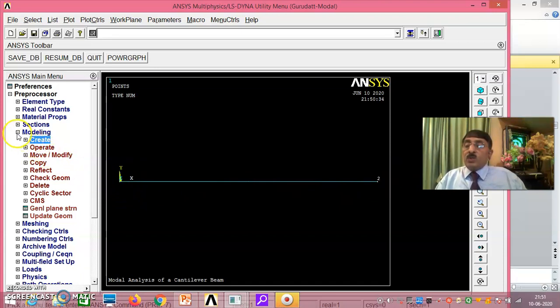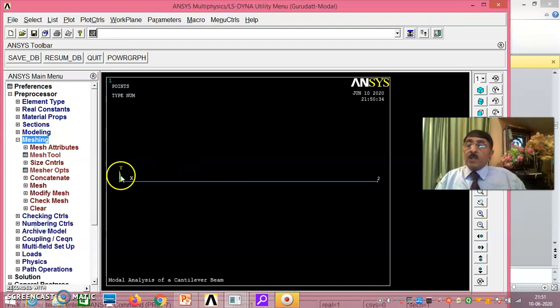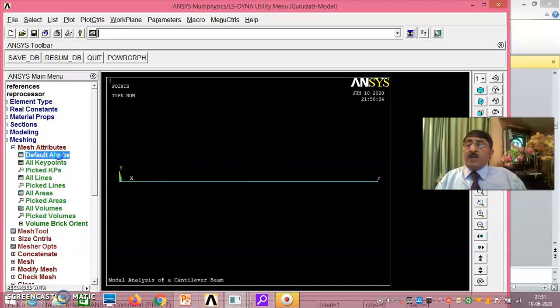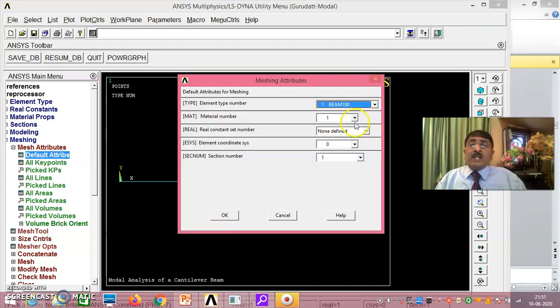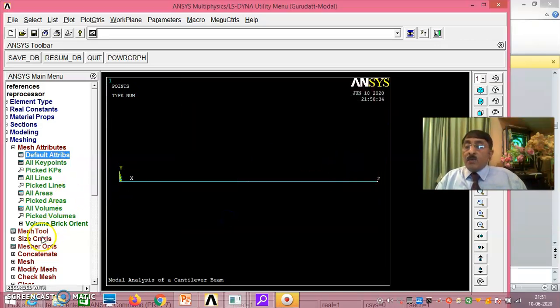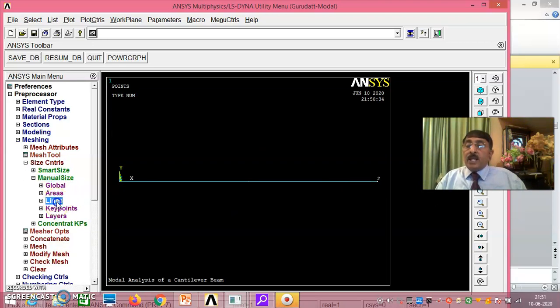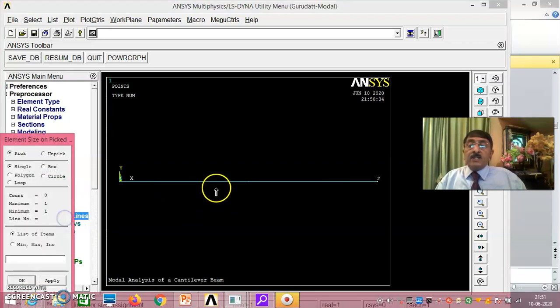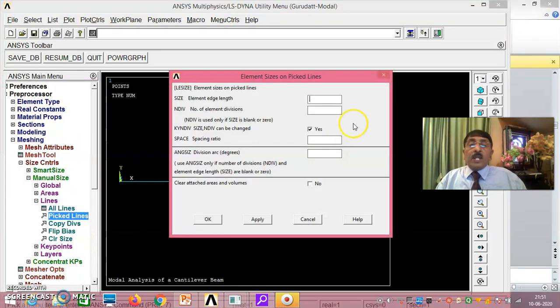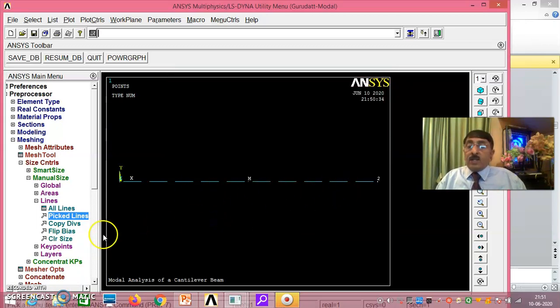Now, once you do this, you see here, meshing you go. Mesh attributes, default attributes only you take, because there is only one material, no different materials and all that. Just say okay. Now, size controls is important. Go for size controls, manual size. Lines, picked lines, pick this line, just say okay, number of divisions you make it as 10. Now you get 10 lines. That means finally it will be converted to 10 elements.